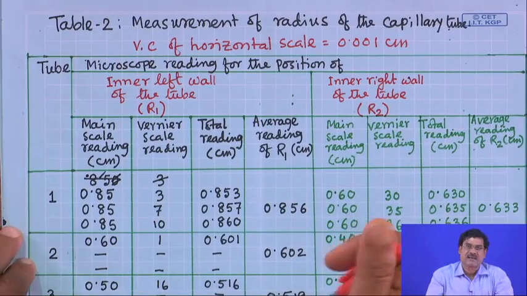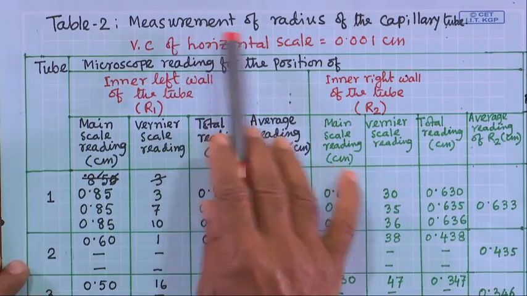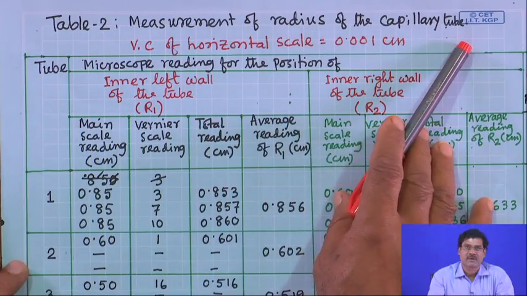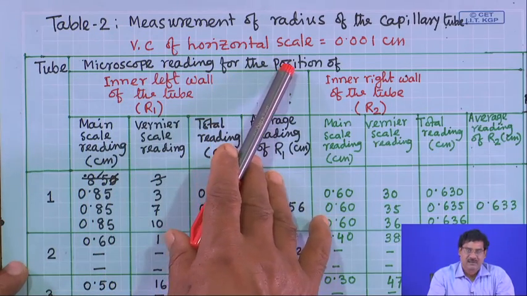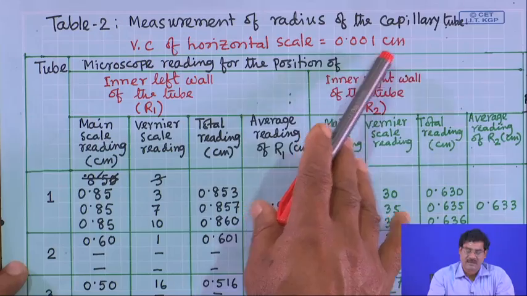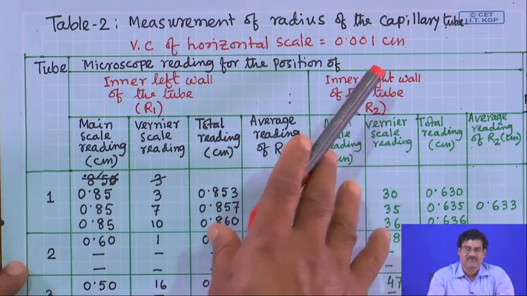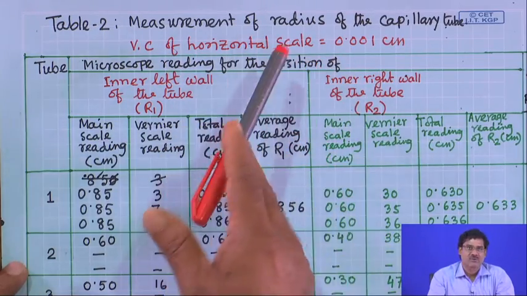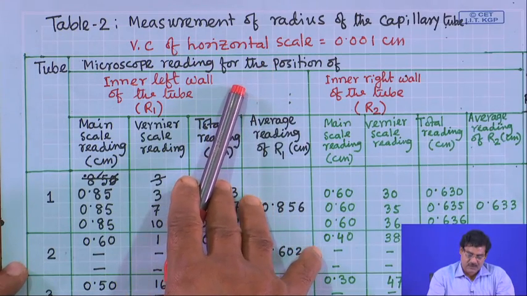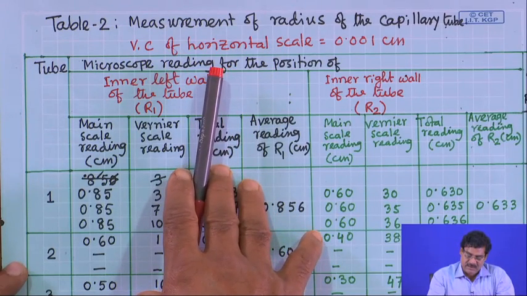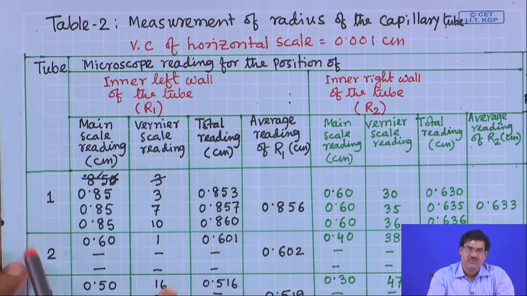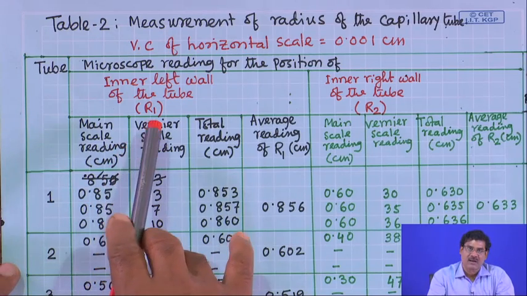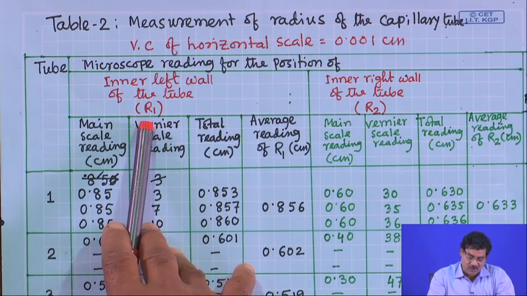Table 2 is basically the next measurement, of the next parameter: measurement of the radius of the capillary tube, right. The Vernier constant of the horizontal scale is 0.001 centimeter, the horizontal scale of the microscope that I have shown you in the laboratory. Okay. So, now we are measuring the radius of the capillary tube. There are 3 tubes, so let us focus on tube 1, okay. Tube 1, this whole of tube 1, the inner hole of tube 1.